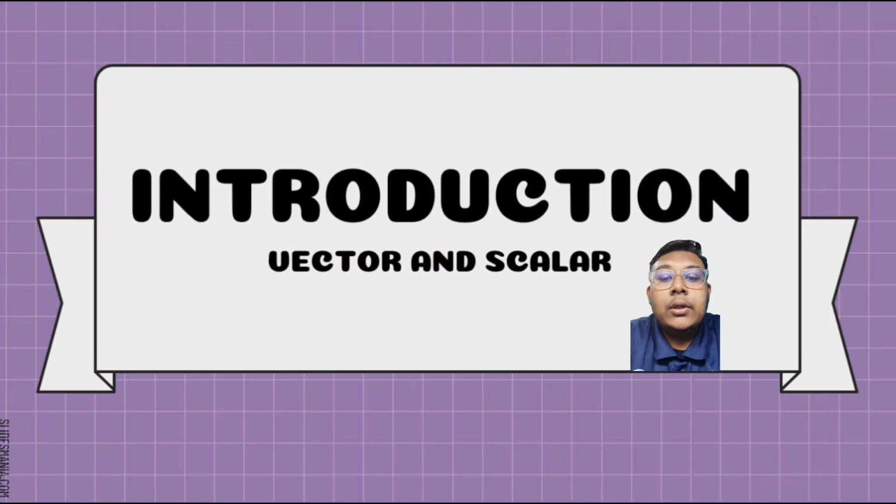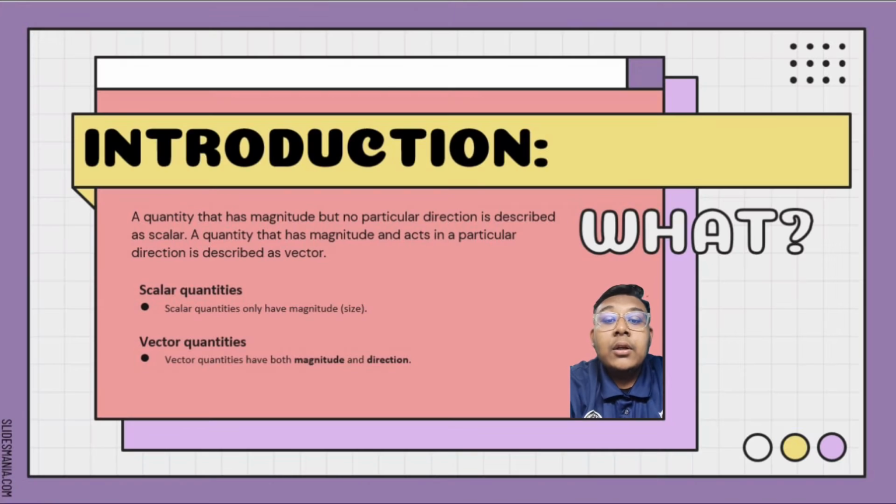Okay, today I want to talk with you about vector and scalar. Now I want to talk about the introduction for vector and scalar. A quantity that has magnitude but no particular direction is described as a scalar. A quantity that has magnitude and acts in a particular direction is described as a vector.